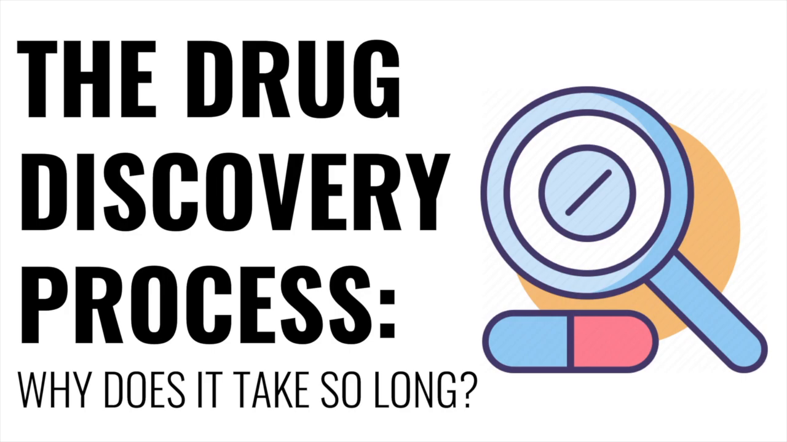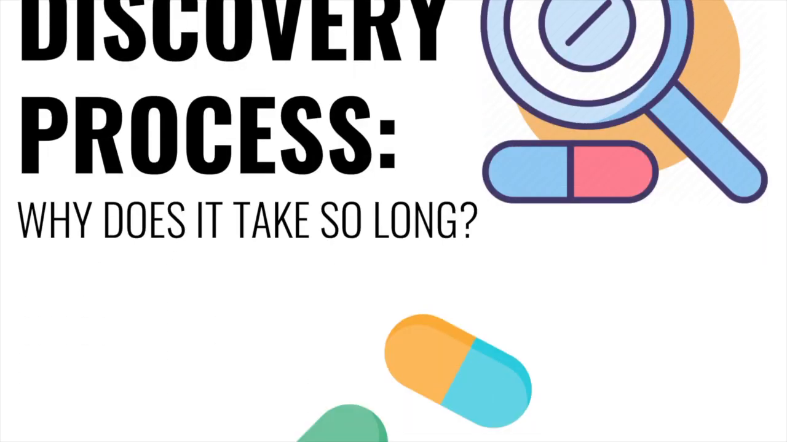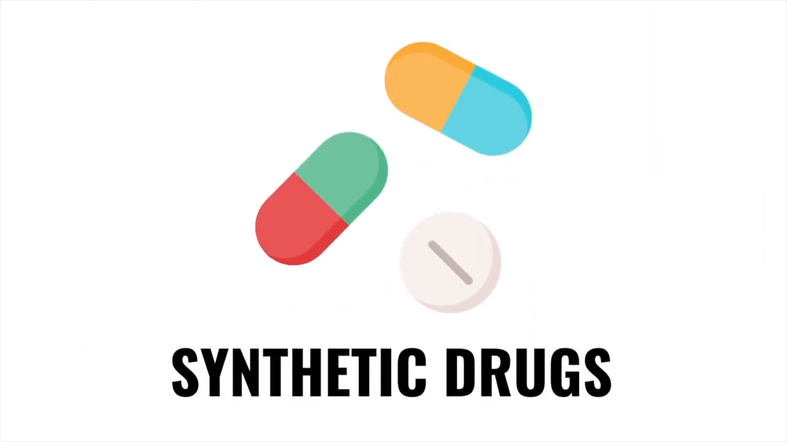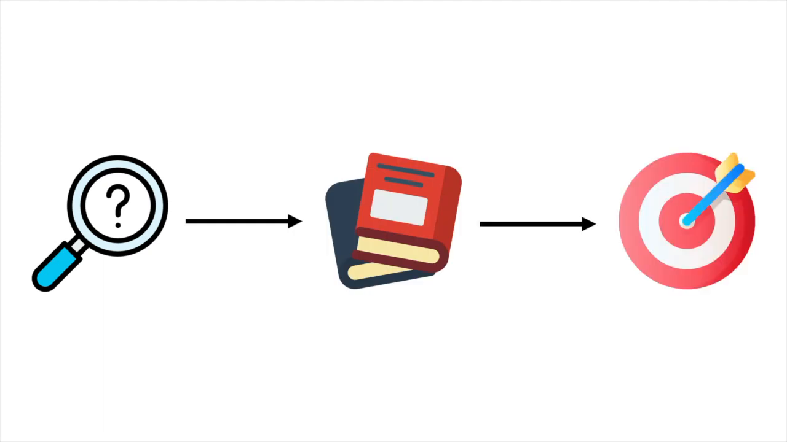In the world of drug discovery, the end goal is to produce a synthetic drug. Synthetic drugs are made or discovered to inhibit protein activity or enhance other related pathways. The process of drug discovery involves first identifying the problem, second, studying its physiology, and third, selecting a target, which is one of the most critical parts of drug discovery.